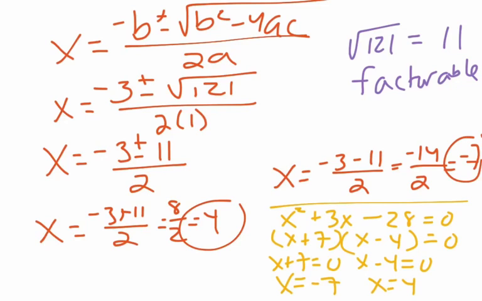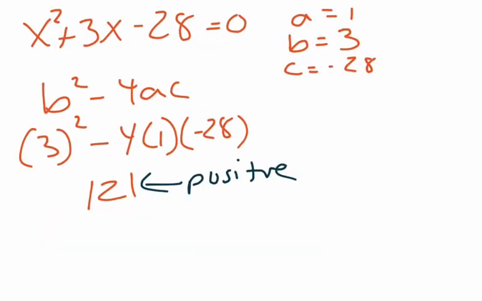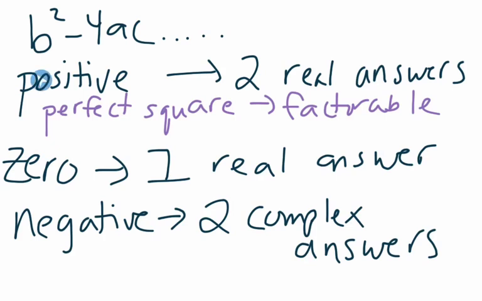But again, the lesson's on the discriminant. So we know, because we got a positive, that we were going to have 2 real answers, because a positive means you have 2 real numbers for your answer, and because it happened to be a perfect square, it was also factorable. All right, next one was this equation.